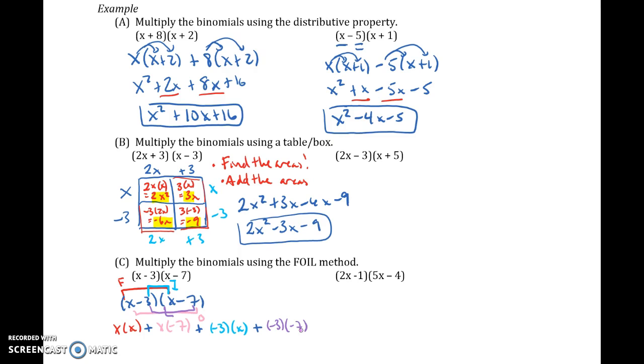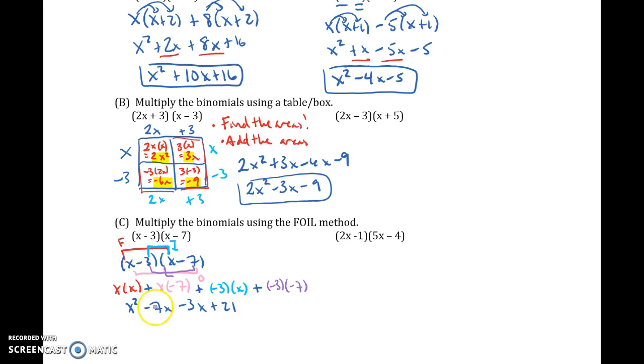So it's just a way to skip that distribution at the very beginning and give us basically the four terms. So this turns into x squared minus 7x minus 3x plus 21. Again, be careful with those negatives. Let me scoot this up a bit. Combine my like terms. So I'm going to get x squared minus 10x plus 21 as my final answer. So that's FOIL. Okay? Let me show you one more.